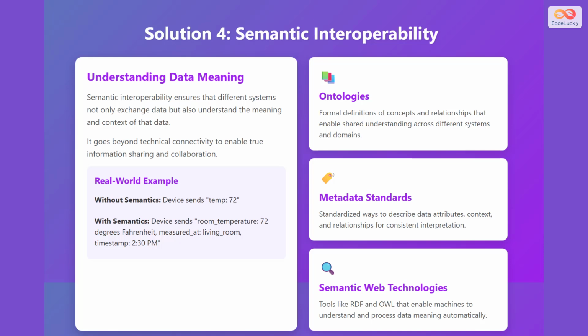Second, metadata standards. These are standardized ways to describe data attributes, context, and relationships. Metadata ensures that data includes all the information necessary for correct interpretation. Third, semantic web technologies like RDF and OWL. These tools enable machines to automatically understand and process data meaning without human intervention. They're the foundation of intelligent, self-organizing Internet of Things systems. Semantic interoperability is more complex than simple technical connectivity, but it's essential for creating truly intelligent Internet of Things ecosystems that can reason about data and make smart decisions automatically.